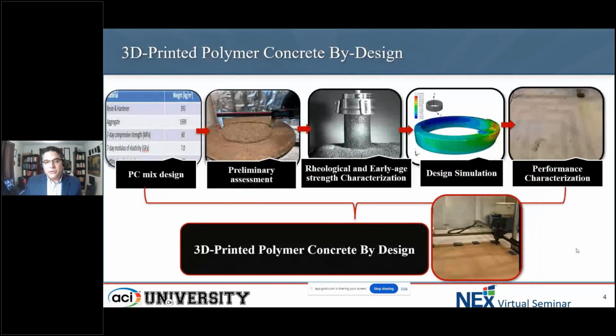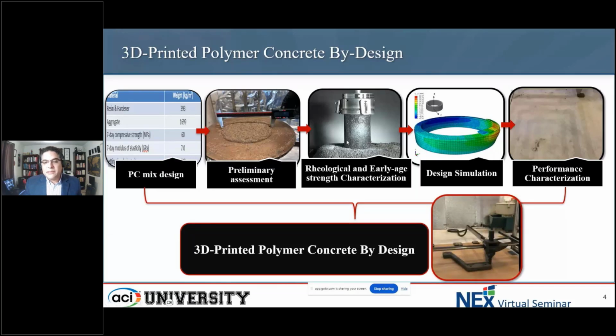This is our thought about the 3D printed polymer concrete by design. We start from the far left here, where we do the mix design. So mix design including the polymer and the aggregate. We do some early qualification, the classical qualification we do for concrete, knowing how much strength this material will reach. But before we do this, we do some preliminary assessment, and I'm going to talk about every one of these in detail. The preliminary assessment gives us a sense of whether this mix would be printable or it wouldn't be.